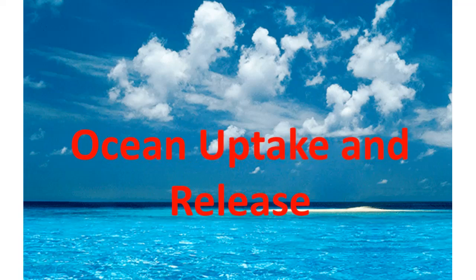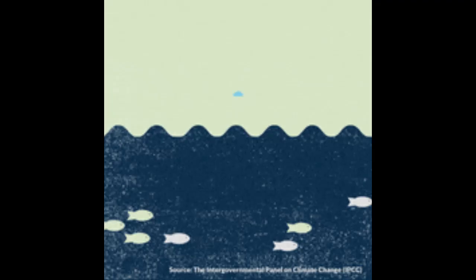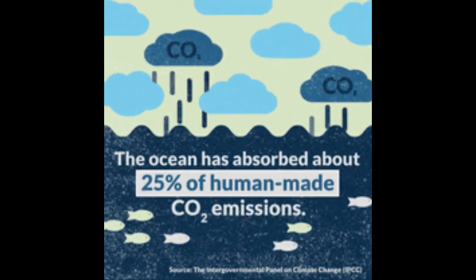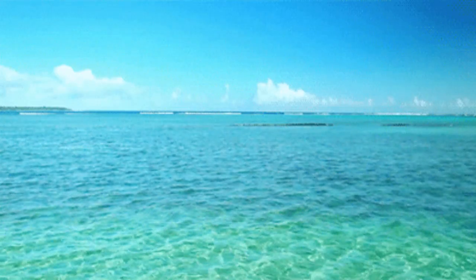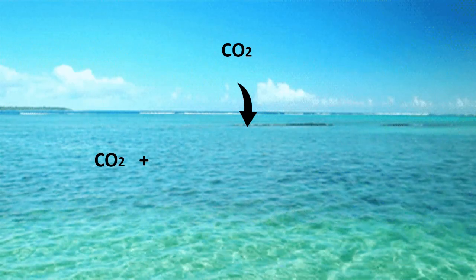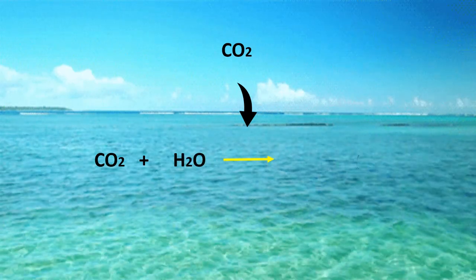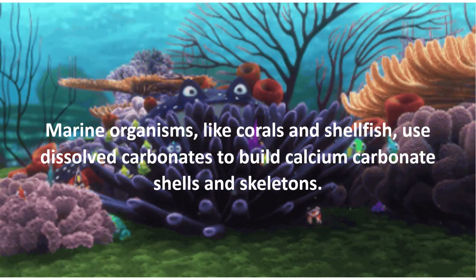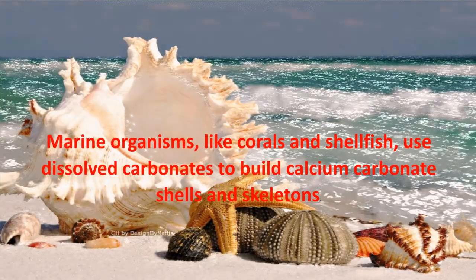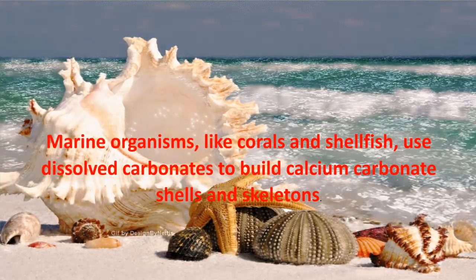Next, ocean uptake and release. Oceans play a dual role in the carbon cycle. Absorption: oceans absorb CO2 from the atmosphere. This carbon dioxide dissolves in seawater, forming carbonic acid, bicarbonates, and carbonates. Release: oceans release CO2 back into the atmosphere through diffusion. Marine organisms like corals and shellfish use dissolved carbonates to build calcium carbonate shells and skeletons.